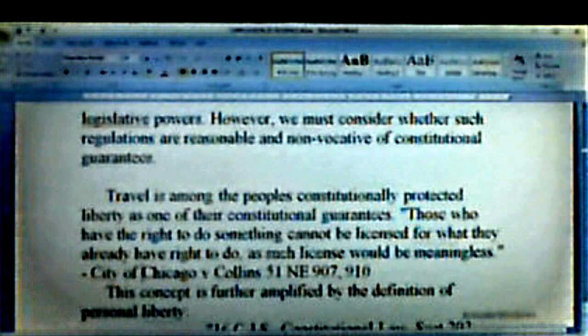And travel is among the people's constitutionally protected liberty. As one of their constitutional guarantees, those who have the right to do something cannot be licensed for what they already have a right to do. As such, a license would be meaningless. And that was City of Chicago versus Collins.